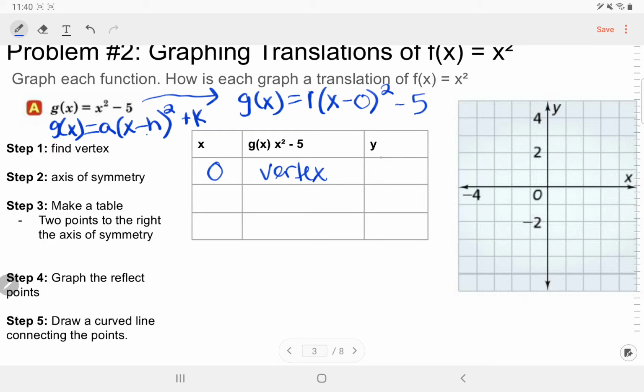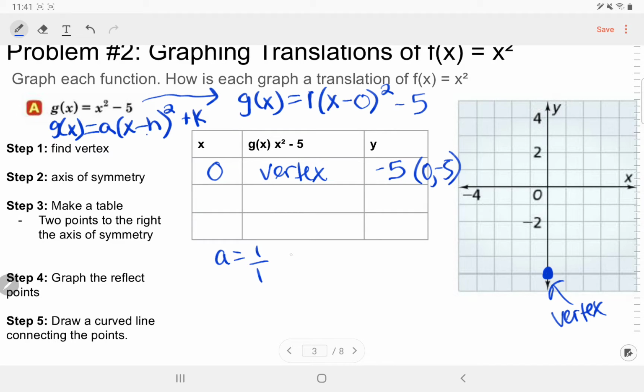So when x is 0, we have a negative 5 as our y value. So our vertex is going to be 0, negative 5. So if I want, I can graph that point. I'm going to go to 0, down to negative 5 on my y-axis, and that is the vertex of my quadratic.